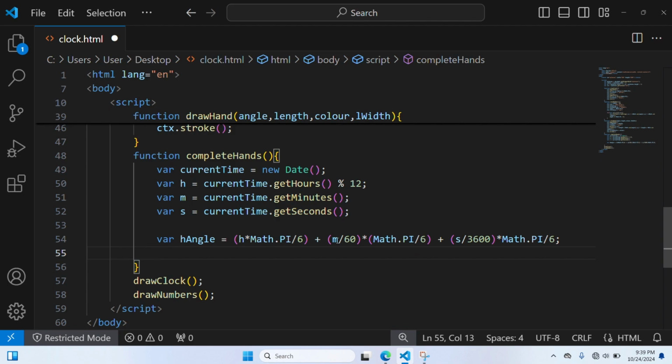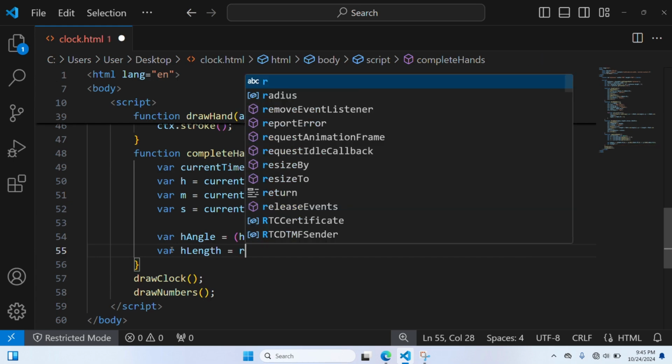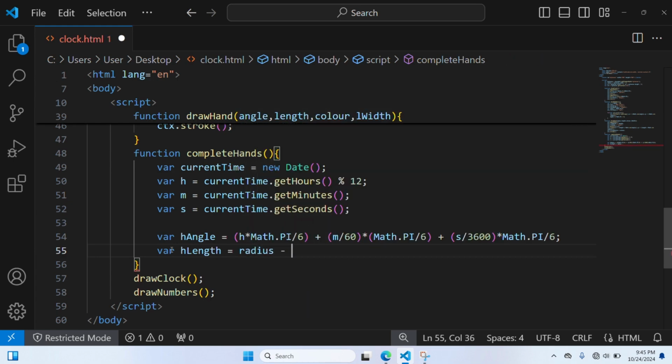First, we have converted this minute into hour by dividing it by 60. Then we have multiplied it with pi by 6 radian to get the angle. Similarly, we have first converted the second into hour by dividing it by 3600 and then multiplied it with pi by 6 to get the angle. And to get the total angle, we have added these three. Next, we will add the length of the hour hand, hLength, and this will be equal to radius minus 80, so that it will be a bit smaller.